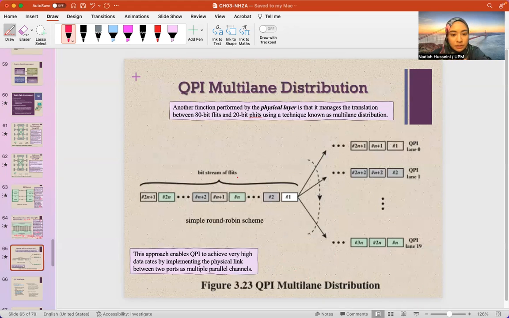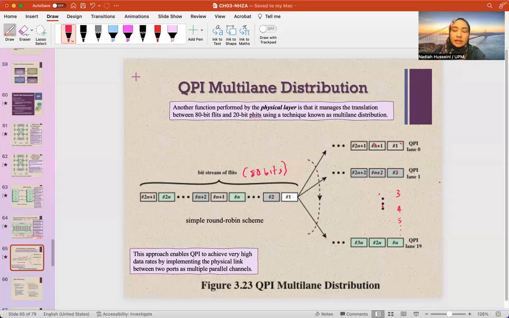So this is a bit stream of flits, each of which is 80 bits. And then the multi-lane distribution distributes these flits into lanes. This scheme of distribution is known as the simple round robin scheme. What that means is that number 1 goes here, and then number 2 goes here, and then number 3, number 4, number 5, up to n, and then n plus 1 goes over here, n plus 2, n plus 3, n plus 4, etc.